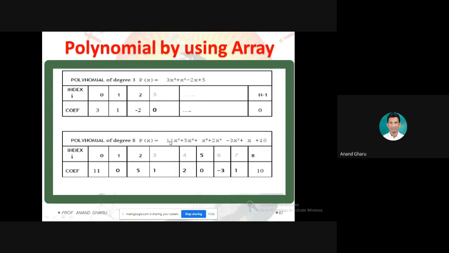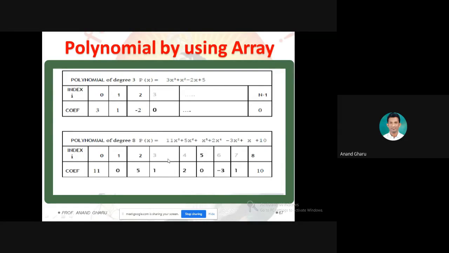Okay, so again 0 to 8 index. First one, what is the coefficient? 11. Now here you can see 11. Okay, 8 and 6, 7 is missing, so 7 is missing, so that's why 0. Now here exponent 6, coefficient 5. After 6, here you can see 5.